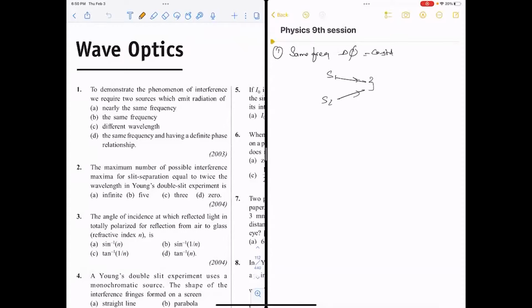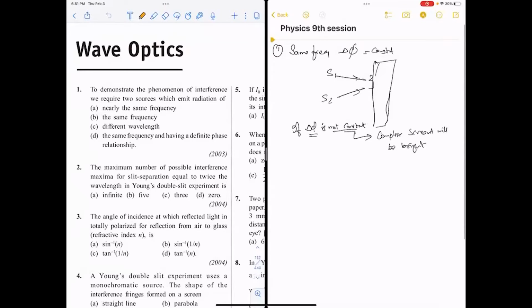If that is not constant, what will happen to the fringes? Can I see fringes on the screen? When the phase difference is not constant, the complete screen will be bright. It is like in your house, if you switch on two bulbs, do you see fringes on your wall? No, you see a brighter wall, right? So when delta phi is changing, we have a bright screen. But when delta phi is constant, we see the fringe pattern: bright, dark, bright, dark. Clear? So option D.